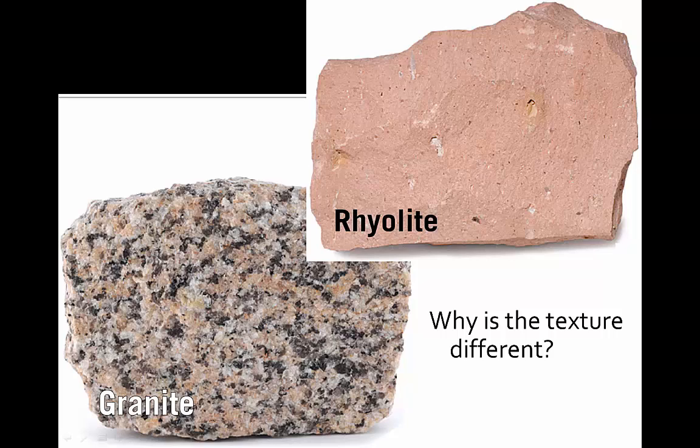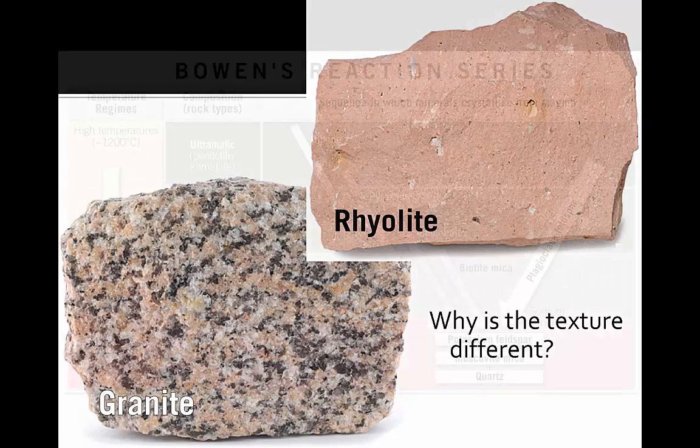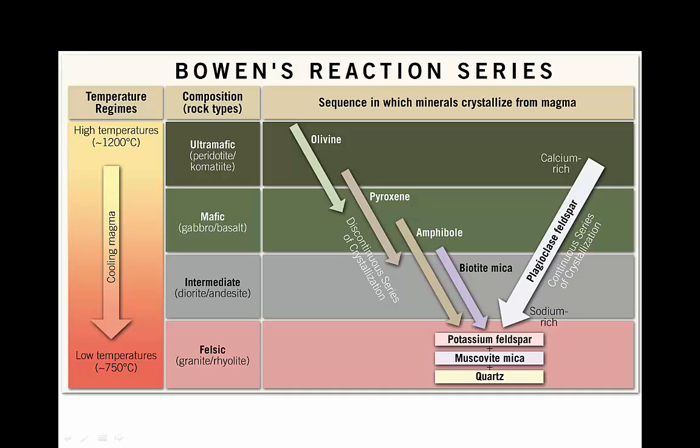So we can start looking at rocks and put names on them based on their texture and their composition. Here you have a rhyolite on the top right and a granite on the lower left. Why is the texture different between these two rocks? Okay, the texture of those two rocks was different because they cooled at different rates. They had the same composition. They were both felsic. The rhyolite cooled near the surface of the earth, while the granite cooled deep within the earth.